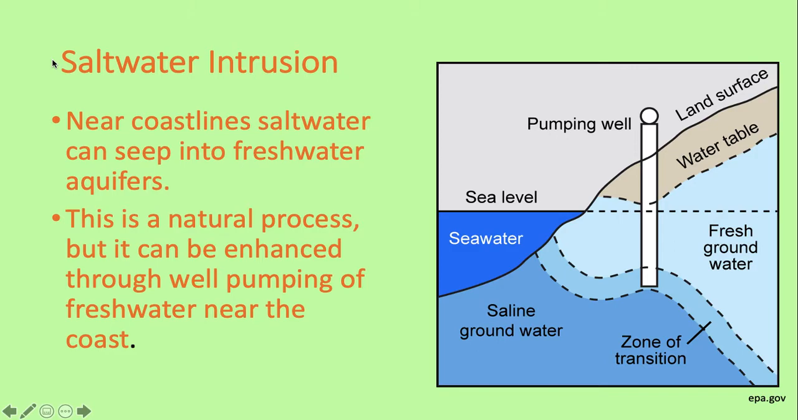Saltwater intrusion. Near coastlines, saltwater can seep into freshwater aquifers. This is a natural process, but it can be enhanced through well pumping of the fresh water near the coast. So as you see in the diagram on the right, there's a well. The well is in the fresh water, but as it pumps more and more fresh water, it may draw the salt water towards it.